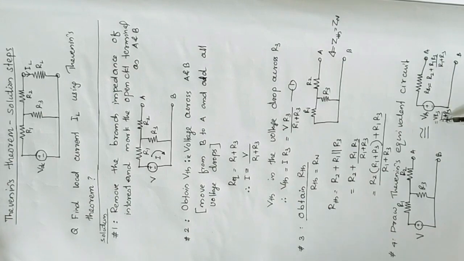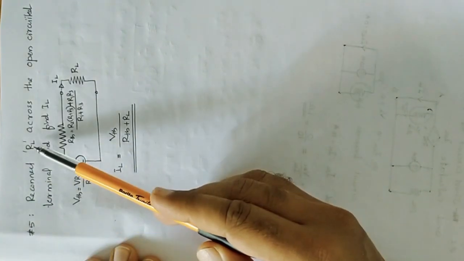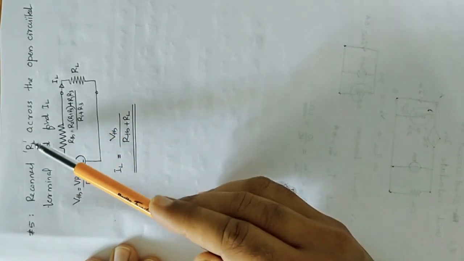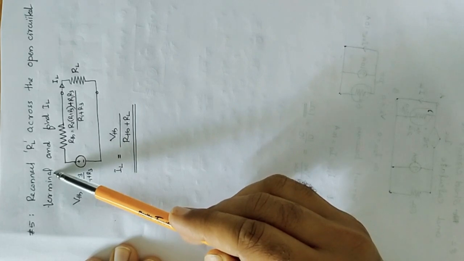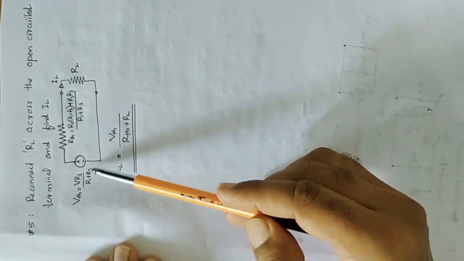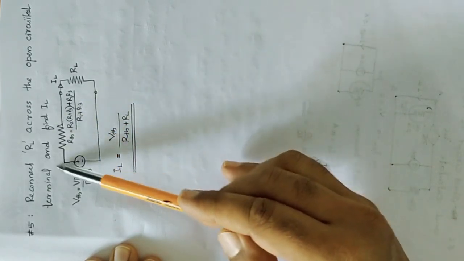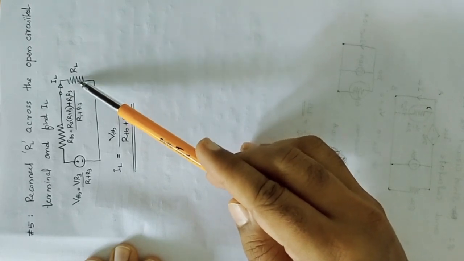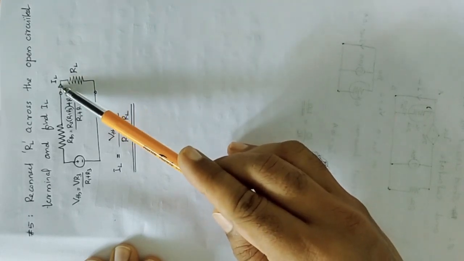VTH is obtained as V R3 divided by R1 plus R3, and RTH is obtained as R2 plus R1 R3 divided by R1 plus R3. And the last step is we need to reconnect the load resistance, which we removed in the first step, across the open circuited terminals, and find the load current IL. So this is the equivalent circuit. This is Thevenin's equivalent circuit. Across that we connect the load resistance which we removed earlier, and we need to find IL.